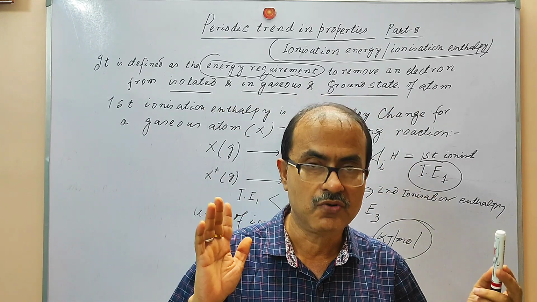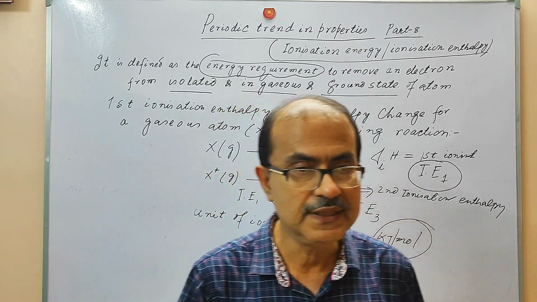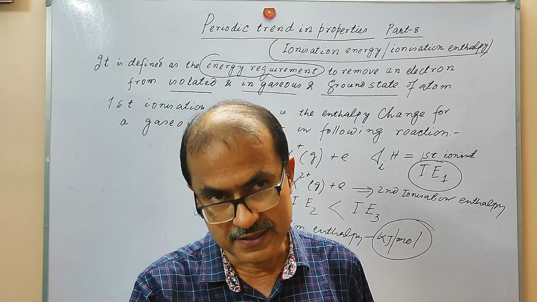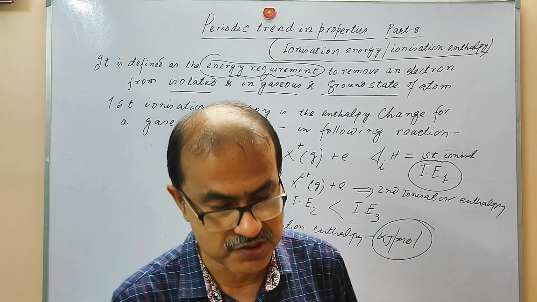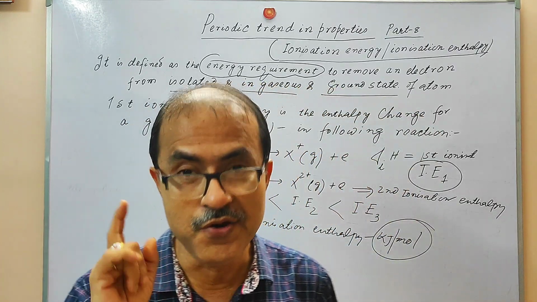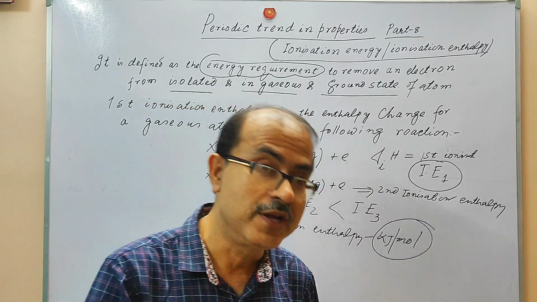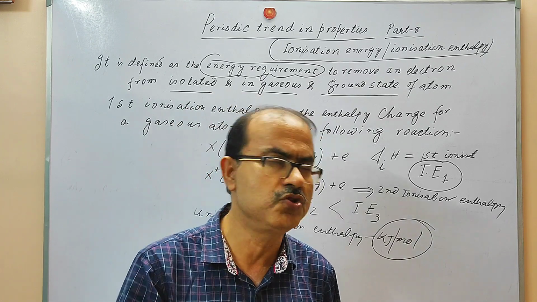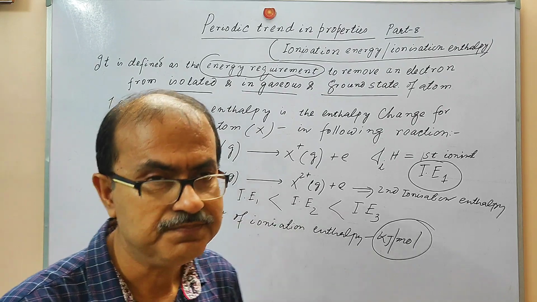So I think the concept of ionization enthalpy is clear to you. It is basically the energy that is required to remove an electron from the atom. It is obvious that there will always be an energy requirement for this, so ionization energy will always be positive, as compared to electron gain enthalpy and other forms of enthalpy. Ionization enthalpy is always positive. Okay, so I think it is clear to you what ionization enthalpy is.